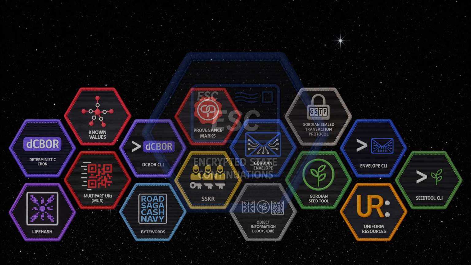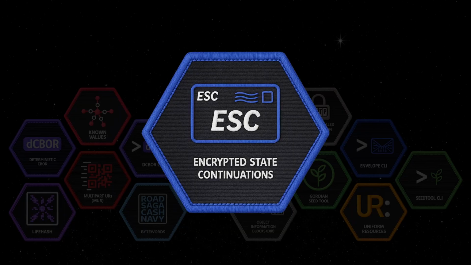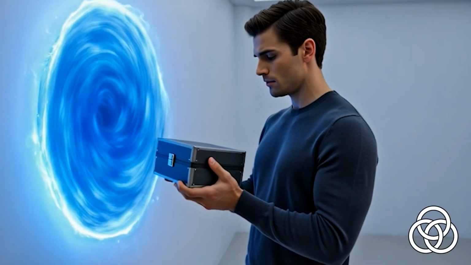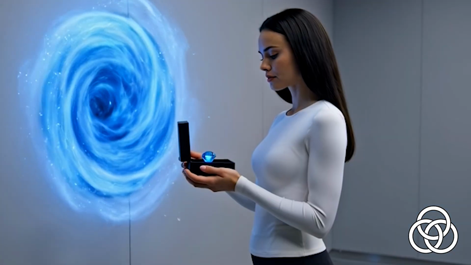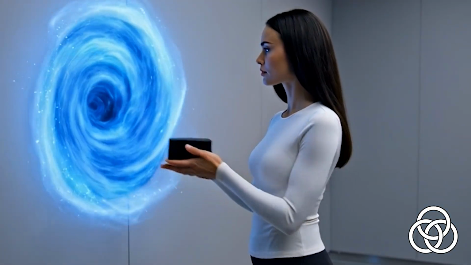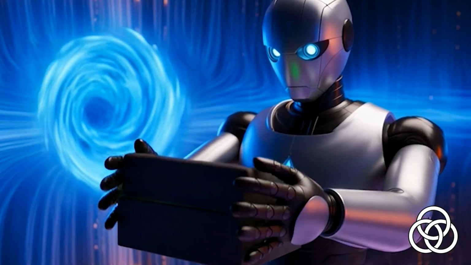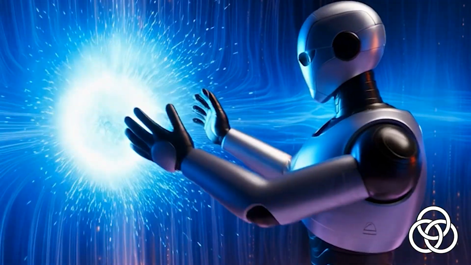Even though encrypted state continuations, ESCs, are a feature of GSTP, they deserve their own special mention. A lot of protocols need to keep track of session state across multiple exchanges. Storing that state on the server creates security risk and scaling headaches. You can think of encrypted state continuations like self-addressed envelopes that you send to yourself and that only you can open and read. In a GSTP message, the server encrypts its own private session state and sends it to the client as a black box.